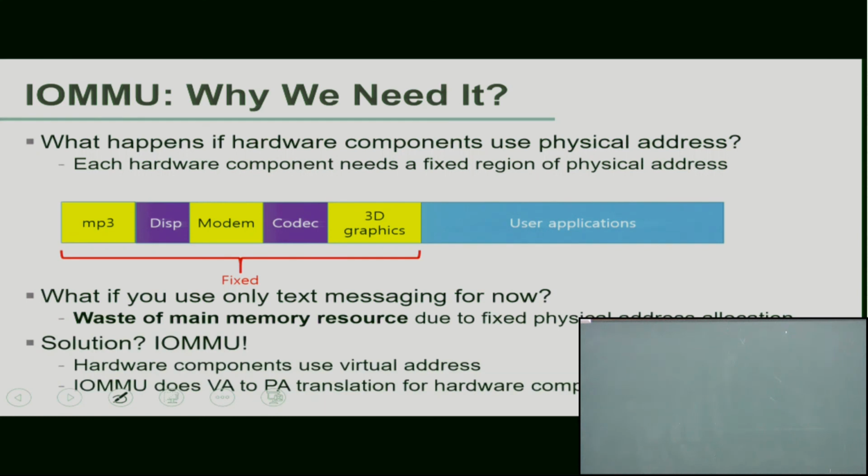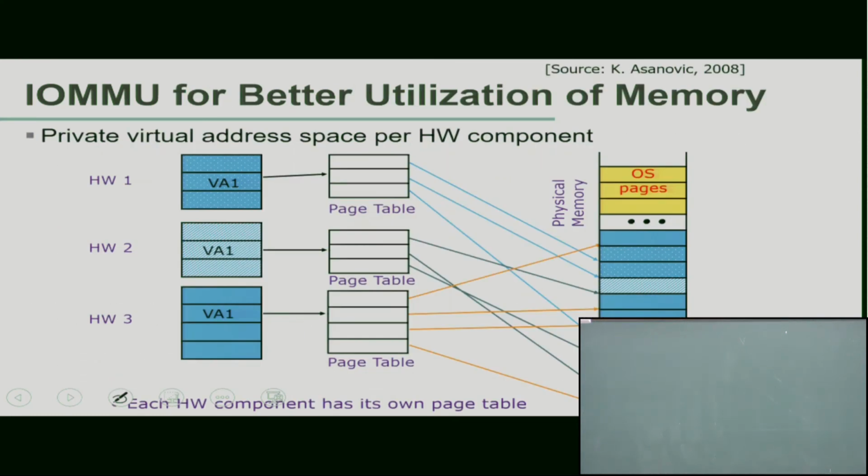Then what can we do? Now we can introduce what's called the IOMMU. With the IOMMU, each hardware component uses its own virtual address, and they also require a swapping mechanism, where some physical pages are swapped out to disk and come back on demand and so on. So the IOMMU does virtual-to-physical address translation for hardware components, not only for the CPU but also for other hardware components.